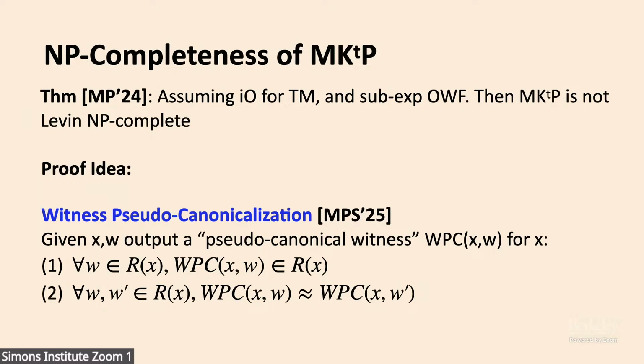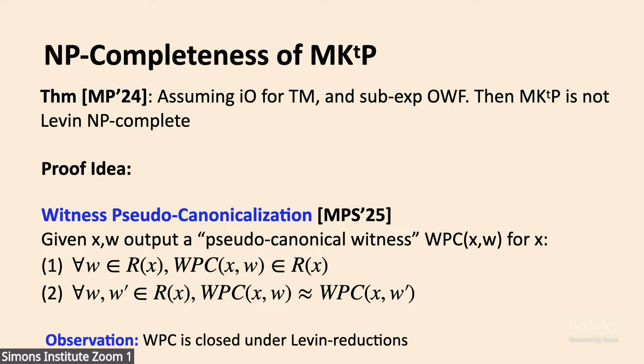We can also do it for promise problems, but let me not go into that. For example, if you could map to a random witness, that would be canonical? If you can get it to a random witness for the statement x, yes.